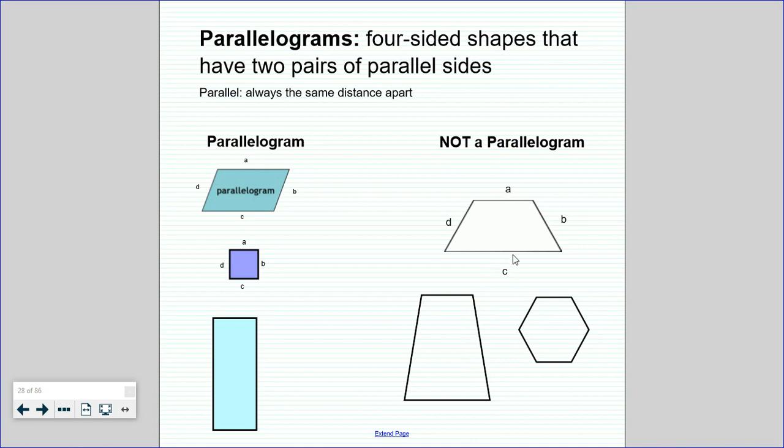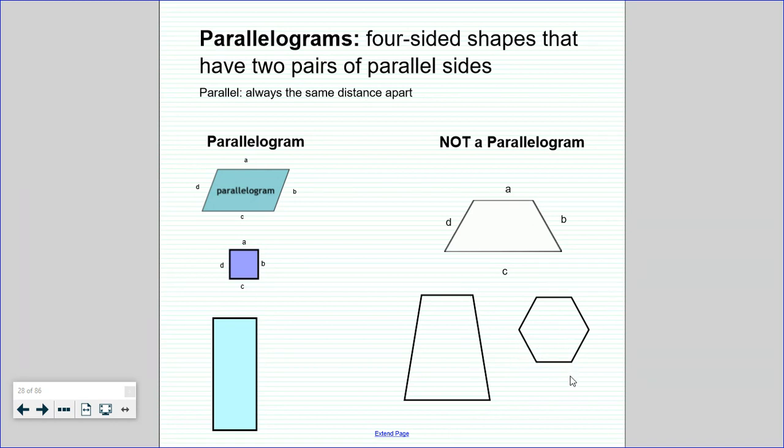Well, this one, A and C, those sides are parallel, but D and B are not. So it is not a parallelogram because it only has one pair of parallel sides. Same with this one here. This side is parallel and this side is parallel, but these two are not. So it only has one pair of parallel sides.